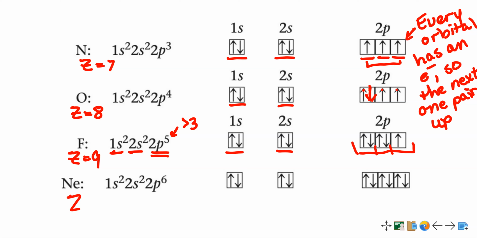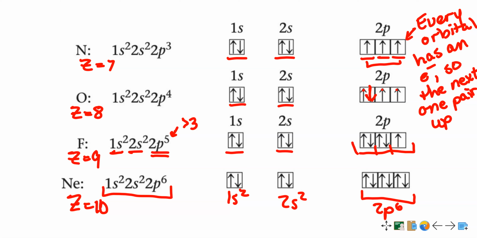And if we look at neon, that makes sense as well. Neon has an atomic number of 10. And if I look at the 1s2, 2s2, 2p, there's 6 electrons in there. And all those together give me the electron configuration. So this is how we build the electron configuration from the orbital diagram.